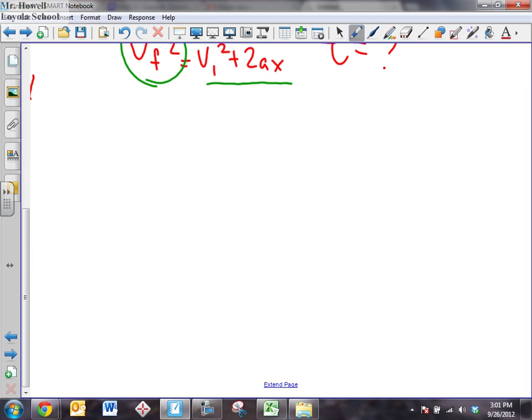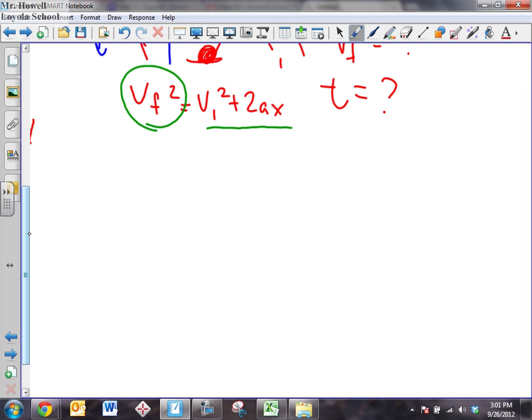Now, what did I say yesterday or the other day when we have a VI equaling 0? What do you do to it? Good, very good. VI drops off. We don't care about it. So really what we have is this formula. That's really what the formula is that we're using right now, because the initial velocity was 0. It fell from rest.